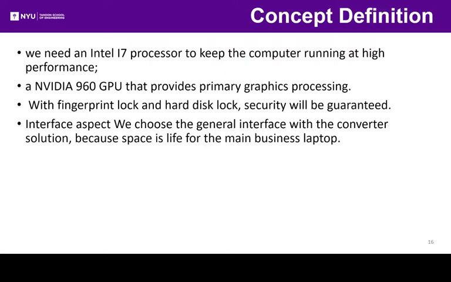For the processor, we need an Intel i7 processor to keep the high performance, and an Nvidia 960 GPU for primarily graphics processing. With a fingerprint lock and a hard disk lock, we will provide a security concept. And for the last one, the interface, we should use some general interfaces with converters. That is the best way to save space in the machine and provide as many functions as possible.